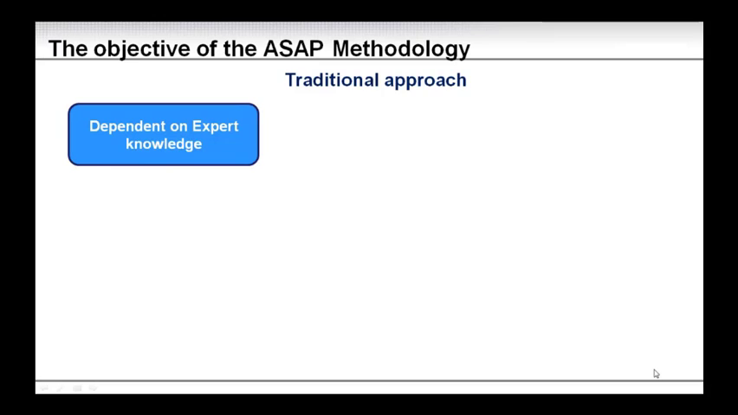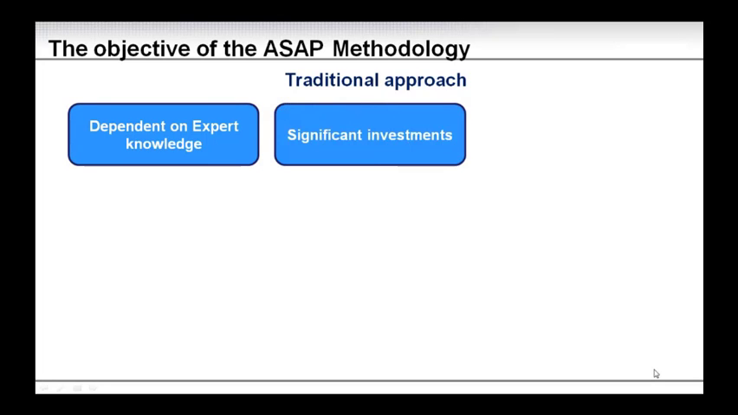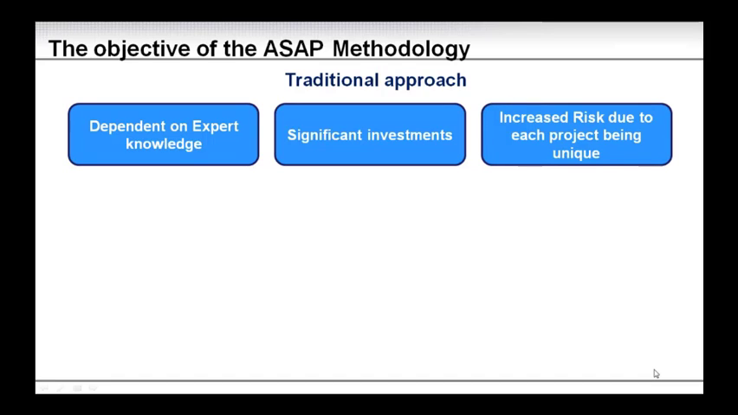So let's look at the objective of the ASAP methodology. So ASAP is, as we all know by now, accelerated SAP methodology. So the traditional approach is that you are depending on expert knowledge. You're depending on consultants with specific knowledge of either your business process, your industry, or SAP itself. And because you are dependent on this, you require a significant investment to undergo an SAP implementation project. It can be an investment in time or money. And you have an increased risk in the project because each project seems to be unique every single time. So this is the traditional approach.